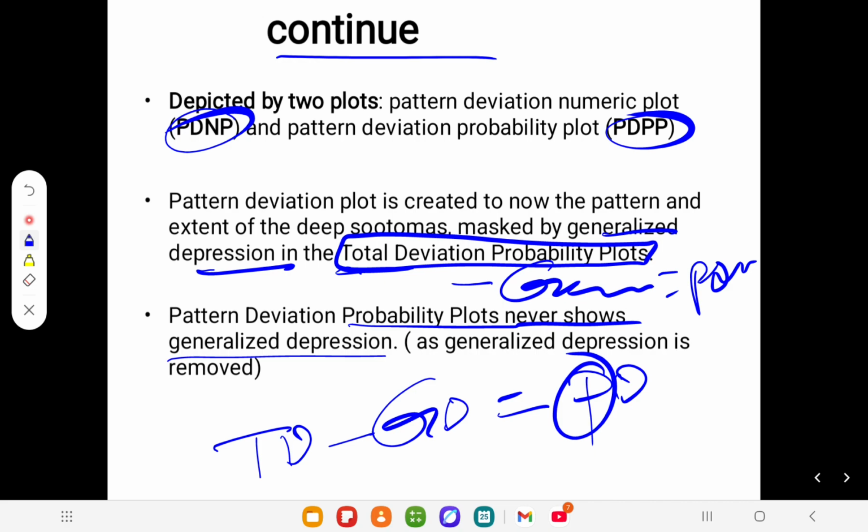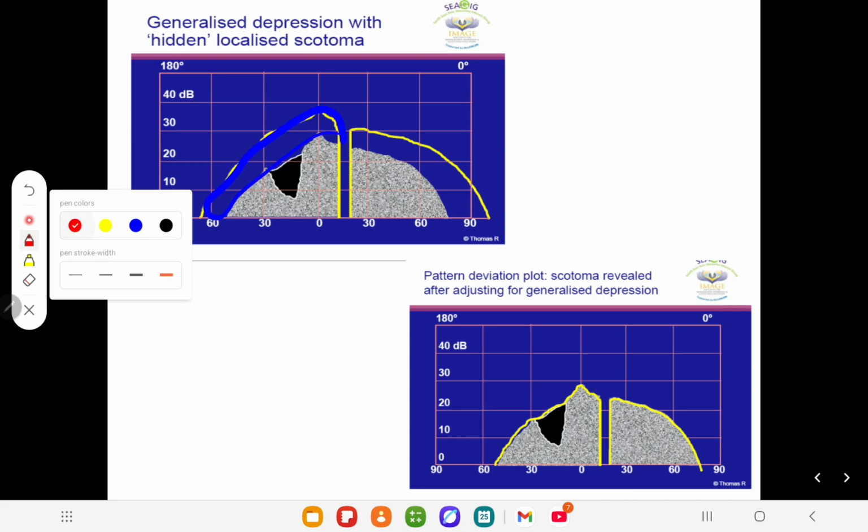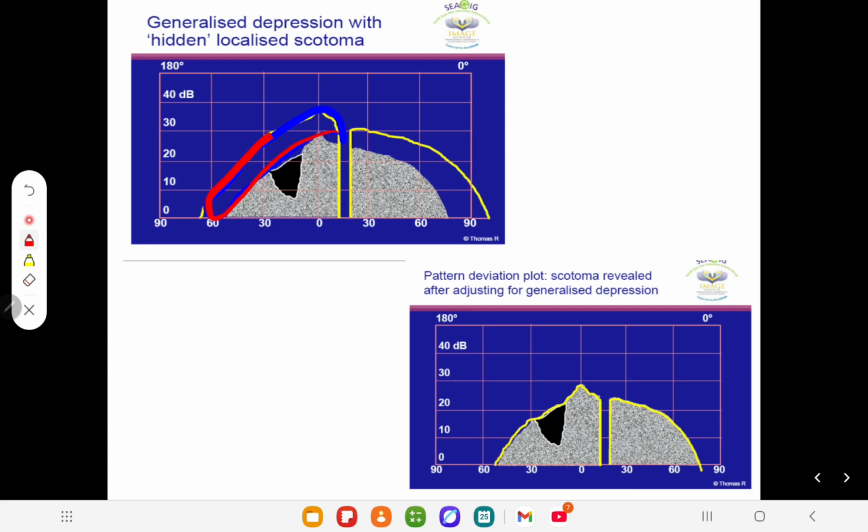Then you remove the generalized depression. What is left is the pattern, the exact pattern. Okay, so this is a beautiful figure. I always found this figure so fascinating. See, in this picture, don't you think this portion, let me change the color, this portion is actually generalized depression, isn't it? There's a difference. If you remove this chunk, then you get this.